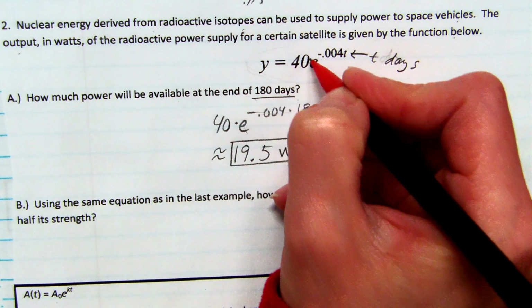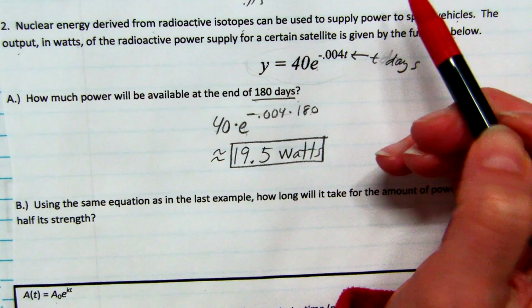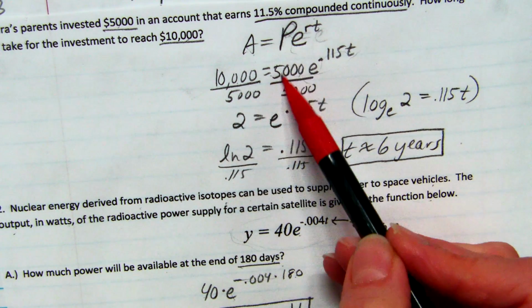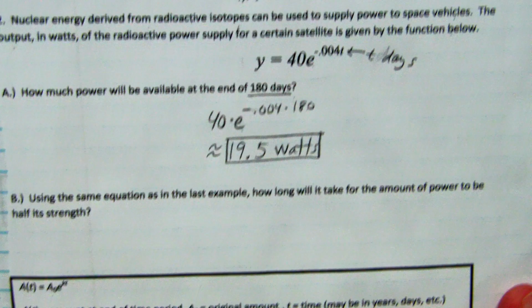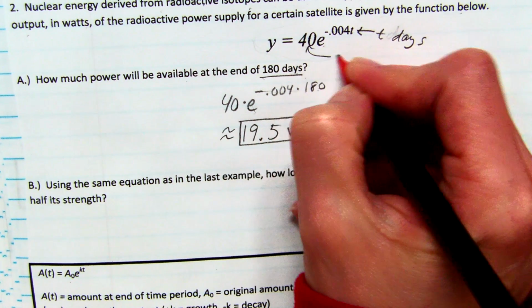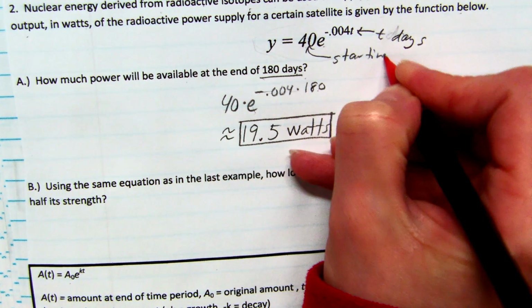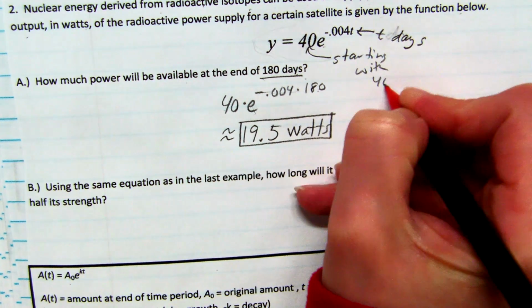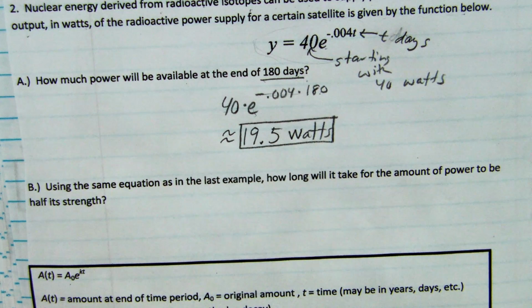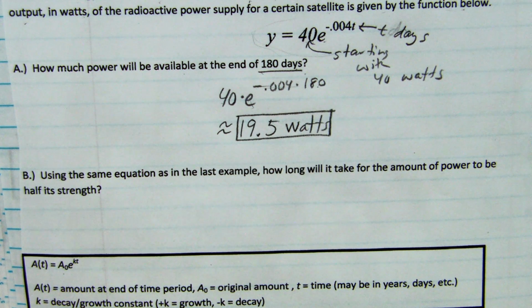Consequently, when you see an equation like this, just like on this problem, your original amount of money goes in front of the e. Down here, even though they don't tell us, since we have this 40 here, that means that we are starting with 40 watts. So even without us telling that, we know that's what that is in the equation.